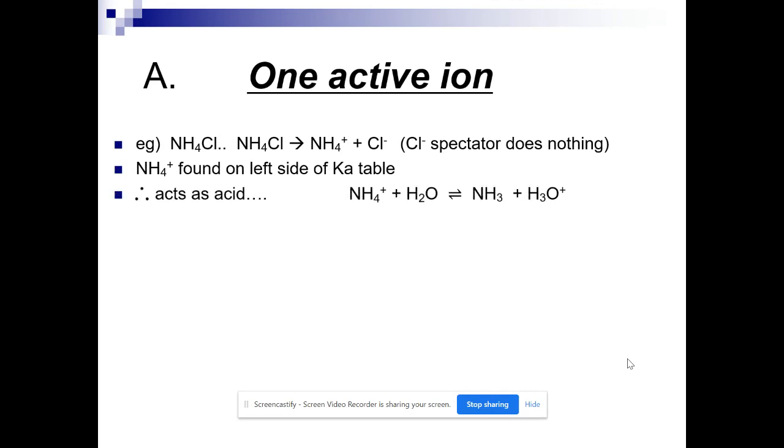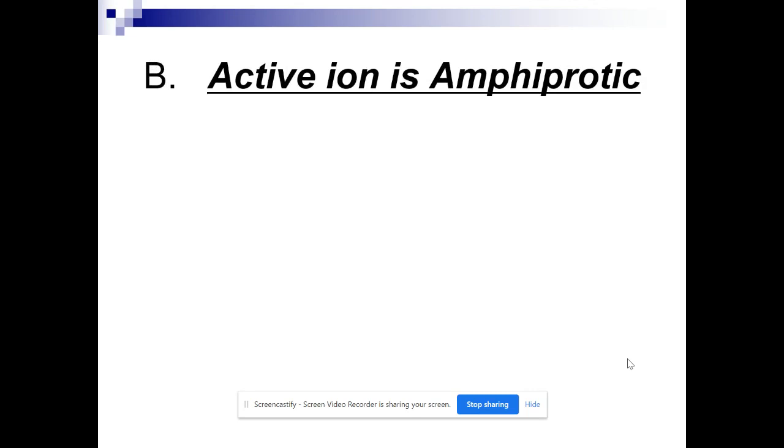So we look at it. All right, so it's all the way down there. This is ammonium ion, and it's got a Ka of 5.6 times 10 to negative 10. So it's going to act as an acid because it's only producing H3O plus. Doesn't produce anything else. All right, so the resulting solution is acidic.